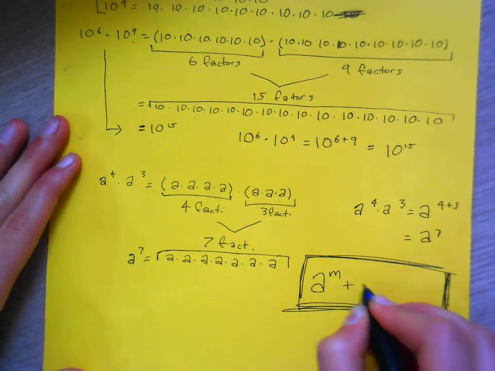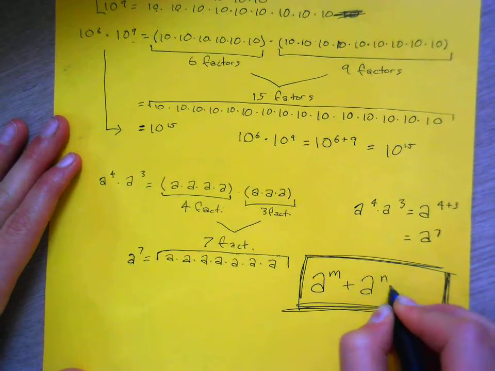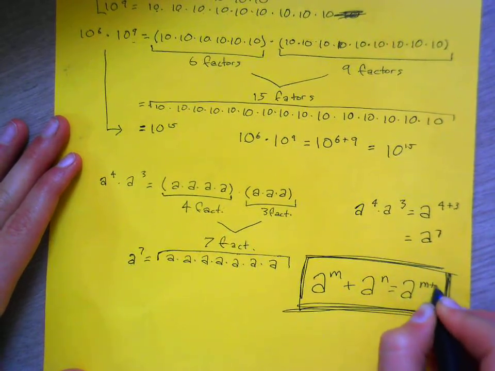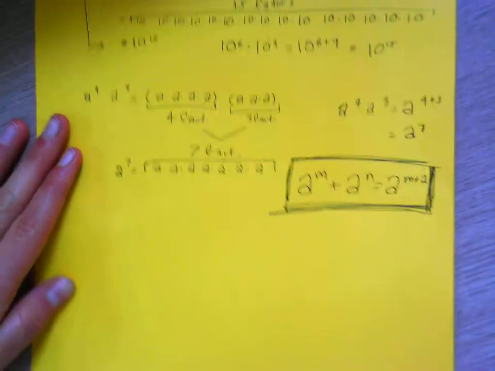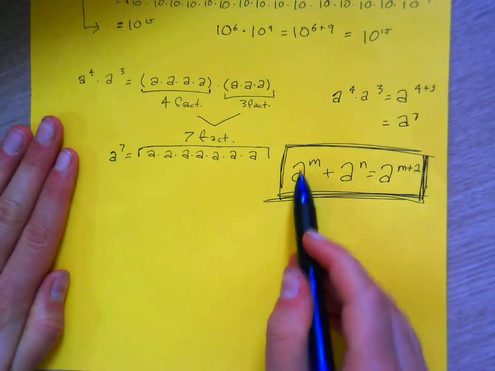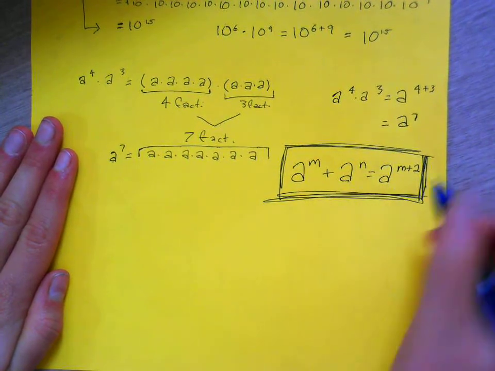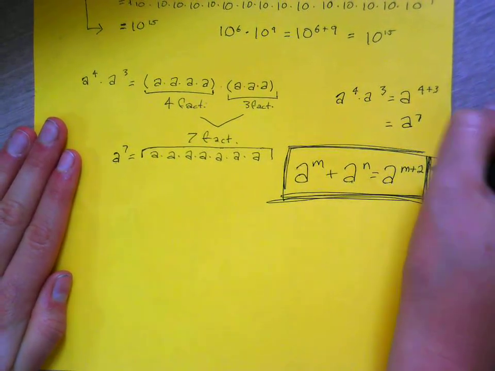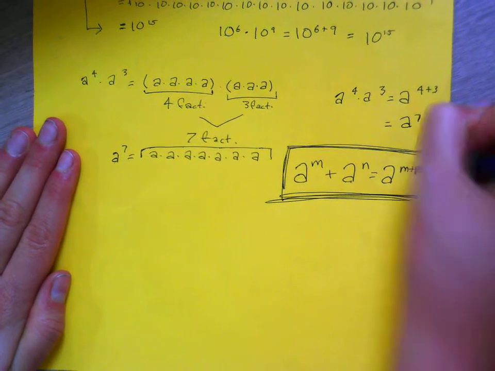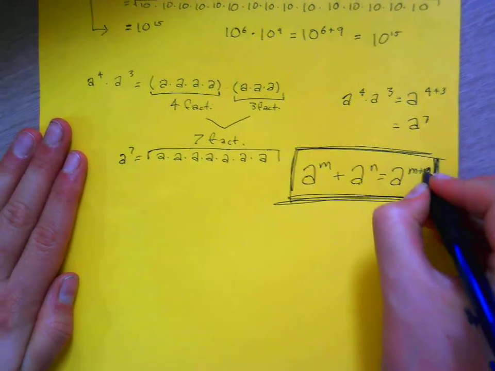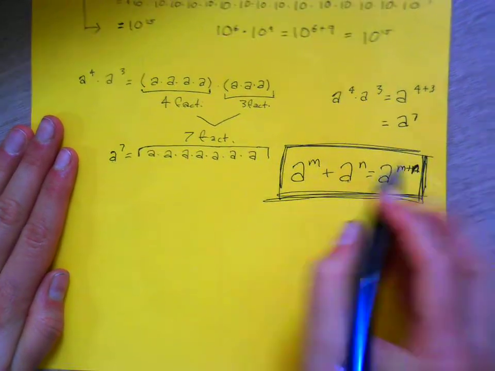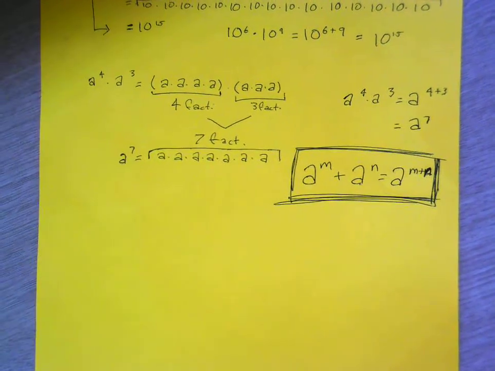a to the m times a to the n equals a to the m plus n. Anytime that you need to multiply two things with the same base and different exponents, you can put the base on top with the sum of these two exponents.